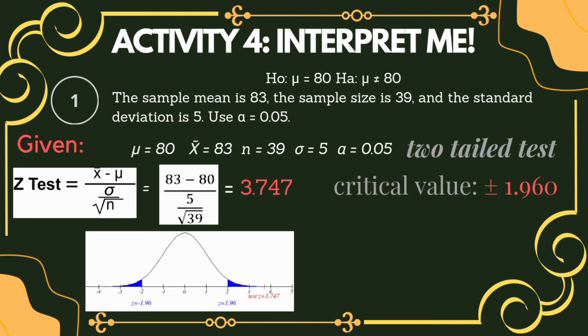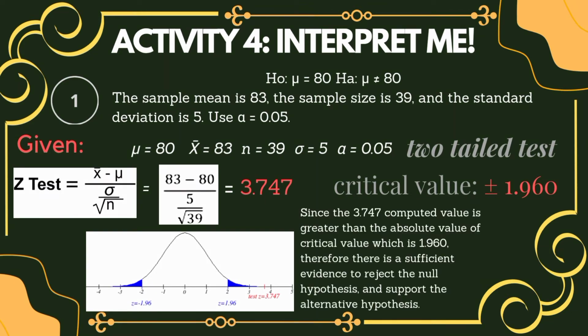Then here is our hypothesis test graph. As we can see in the graph, the computed value is lying in the rejection region. We can now conclude that since the 3.747 computed value is greater than the absolute value of our critical value, which is 1.960, then that means there is sufficient evidence to reject the null hypothesis and favor the alternative hypothesis.